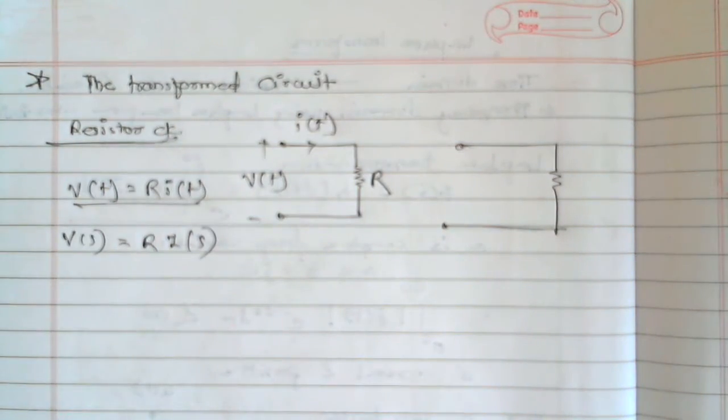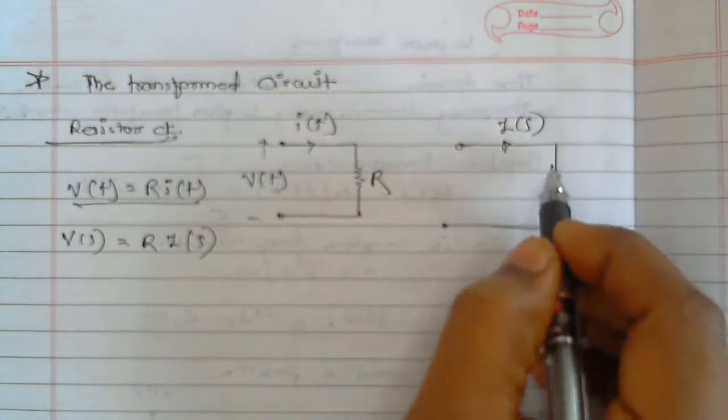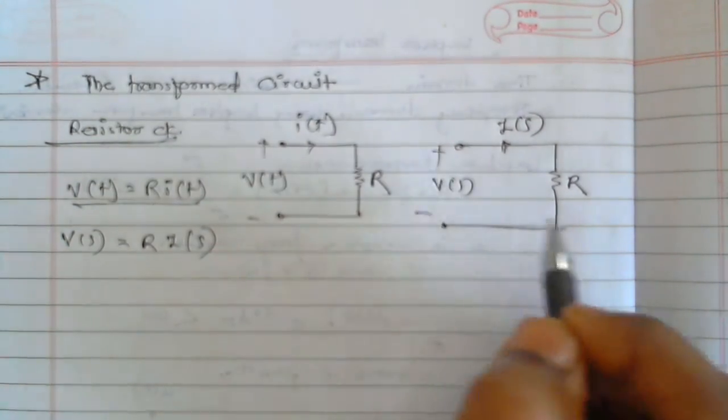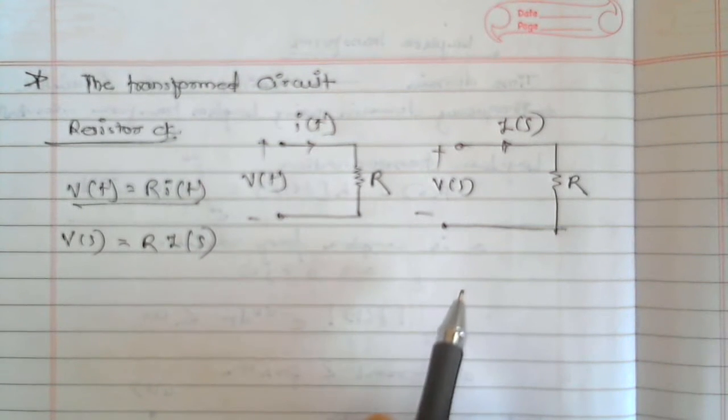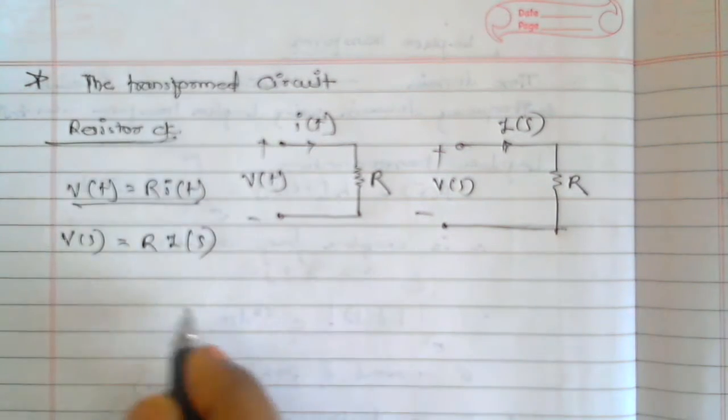I will draw this diagram also for frequency domain, with I of s and V of s. So we can see no change for a resistor. So this is the transform circuit for resistor. Now we will see the transform circuit for inductor.